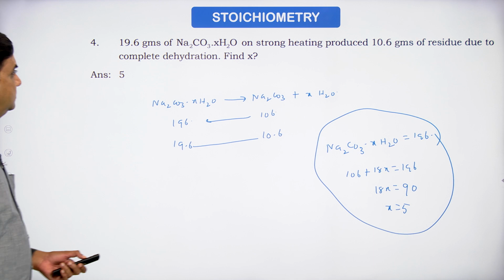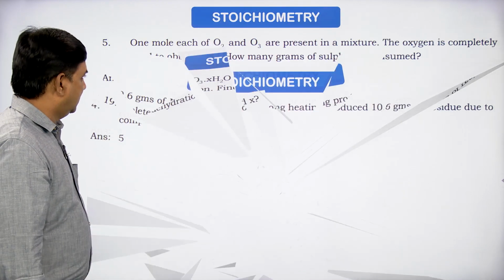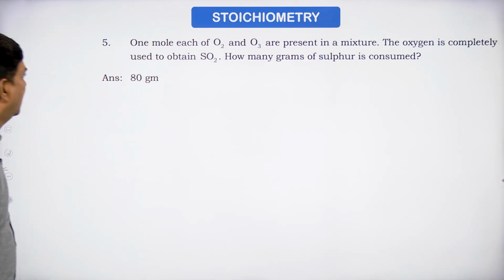Next problem, fifth problem. One mole of O2 and O3 are present in a mixture. The oxygen is completely used to obtain SO2. How many grams of sulfur is consumed?